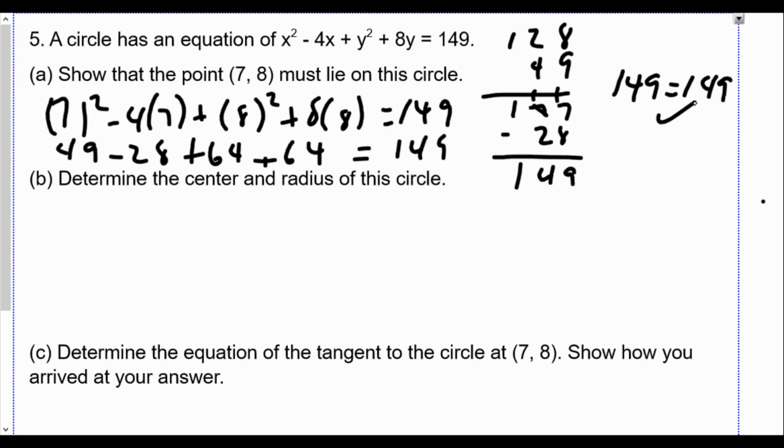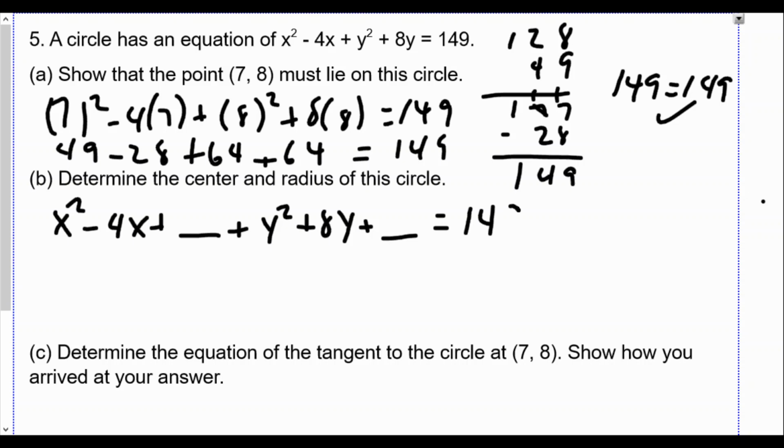Now, to find the center and the radius. What we're going to do now is complete the square. So here we go. I'm going to break up the x's. So x squared minus 4x plus blank plus y squared plus 8y plus blank equals 149 plus blank plus blank.